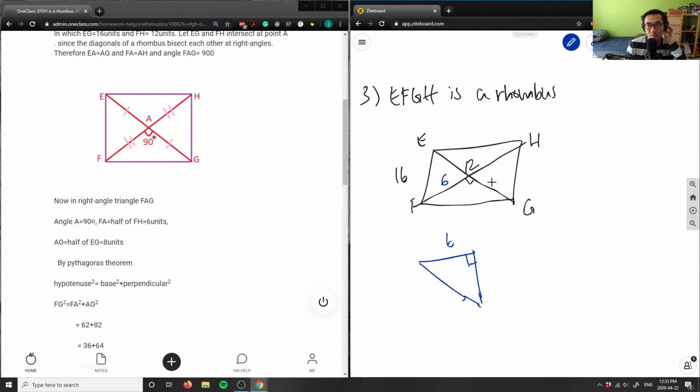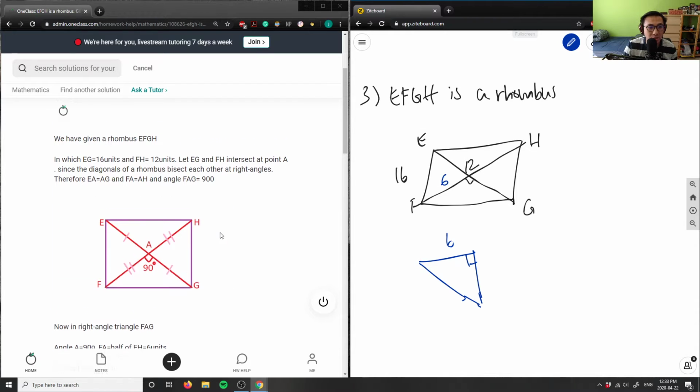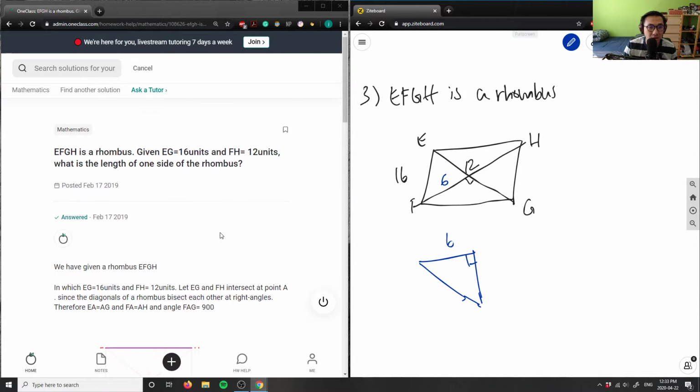And is, sorry, EG, or is it EF? Oh, EG is 16, sorry. I was going to say I'm missing an unknown here. EG is 16. Therefore, half of 16, this side is 8, right? So I can say this side is 8 here. And then it's asking what is the length of the side of the rhombus, right?